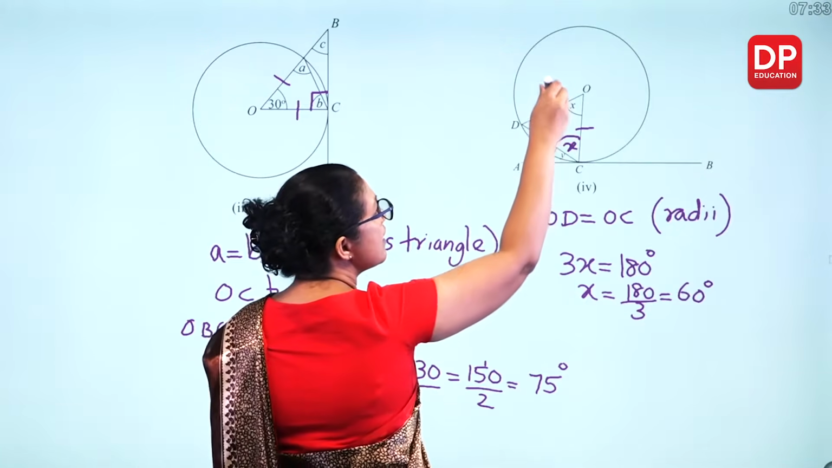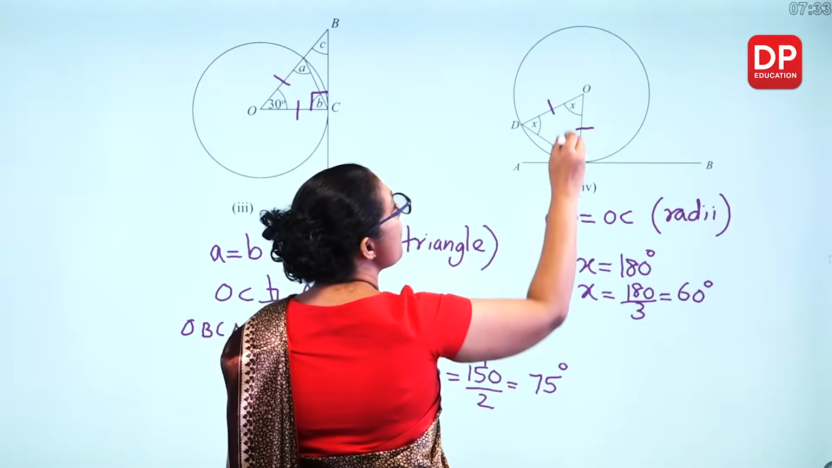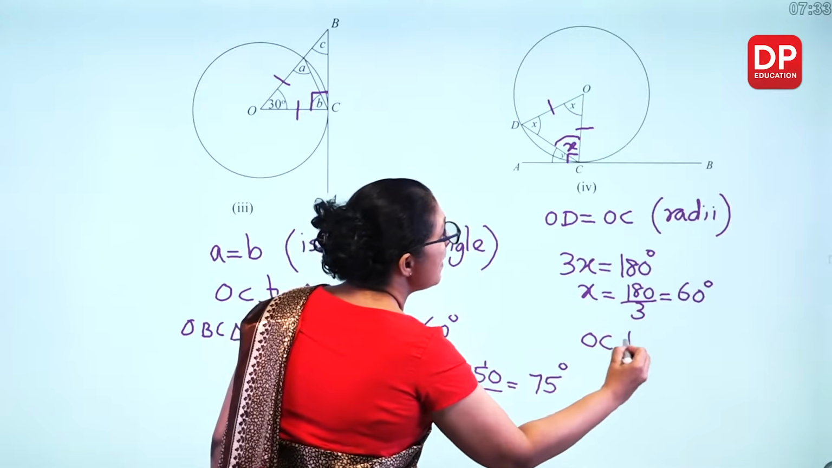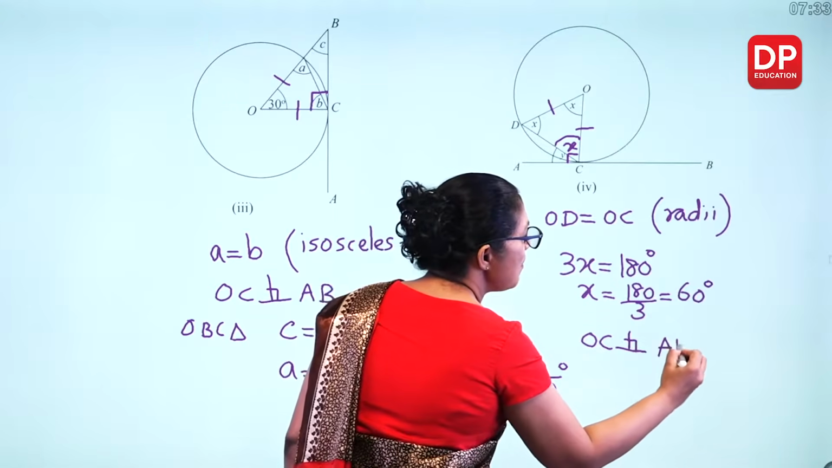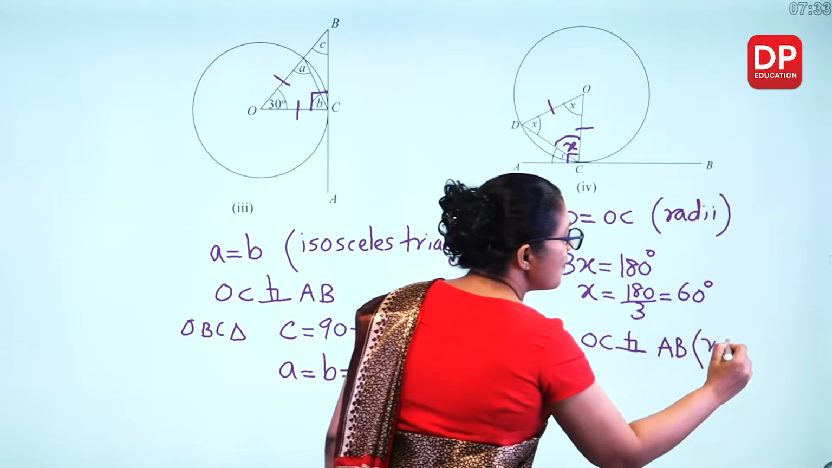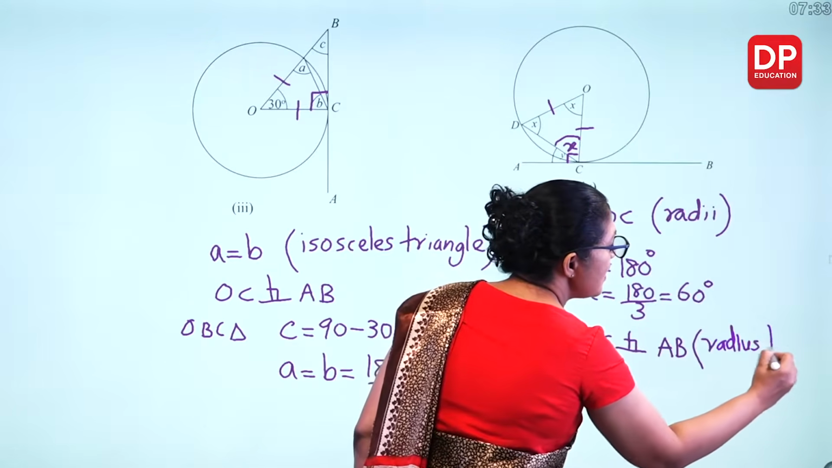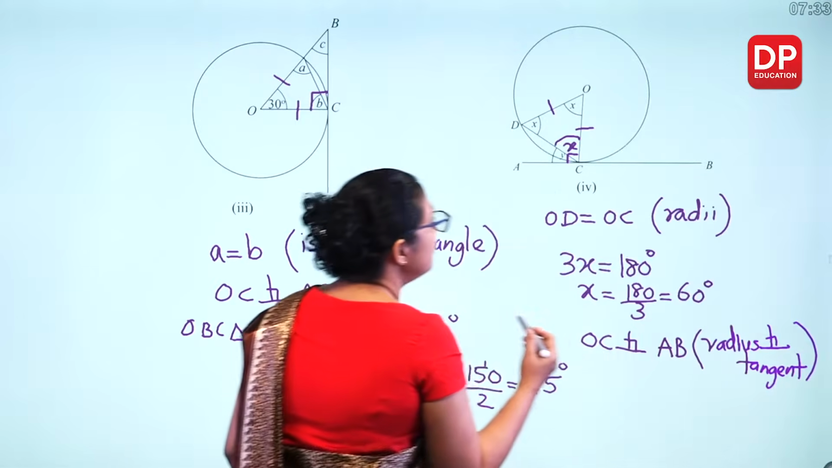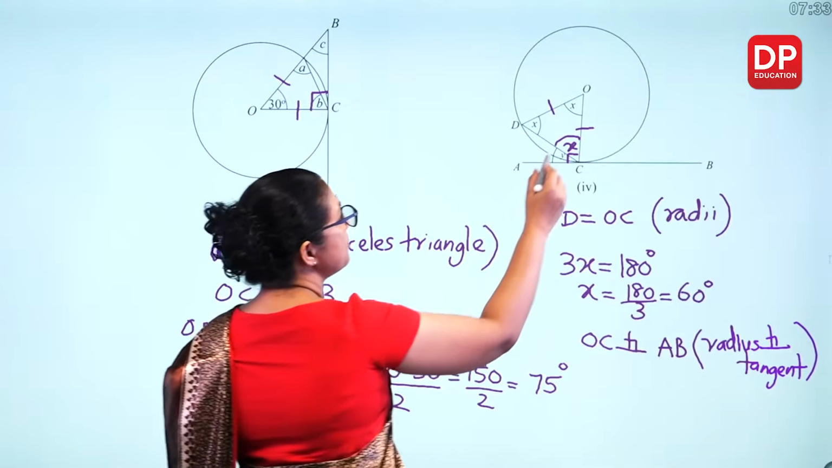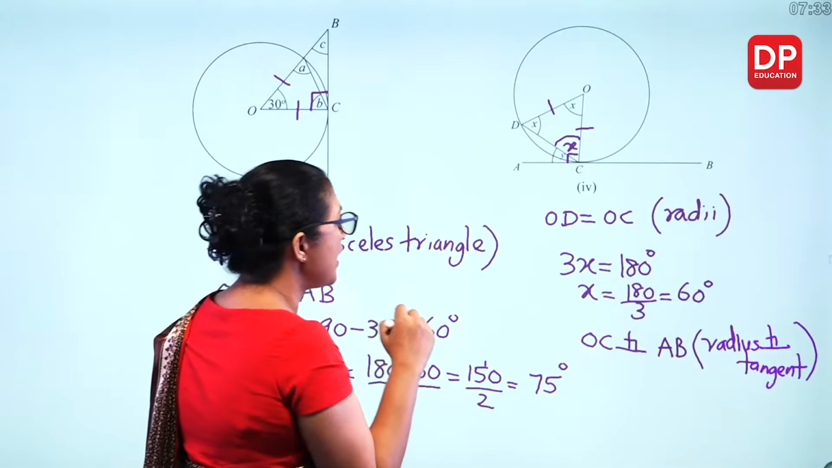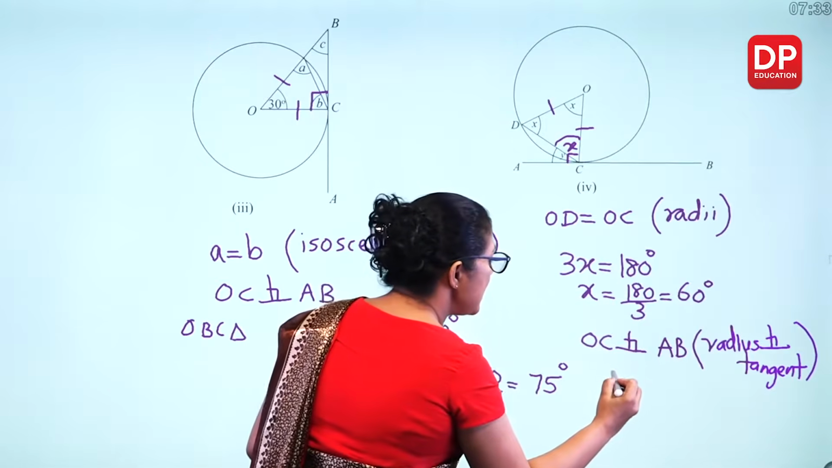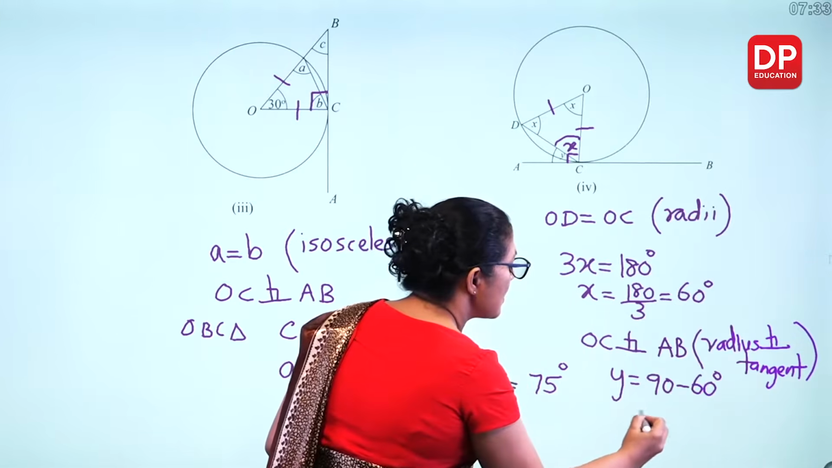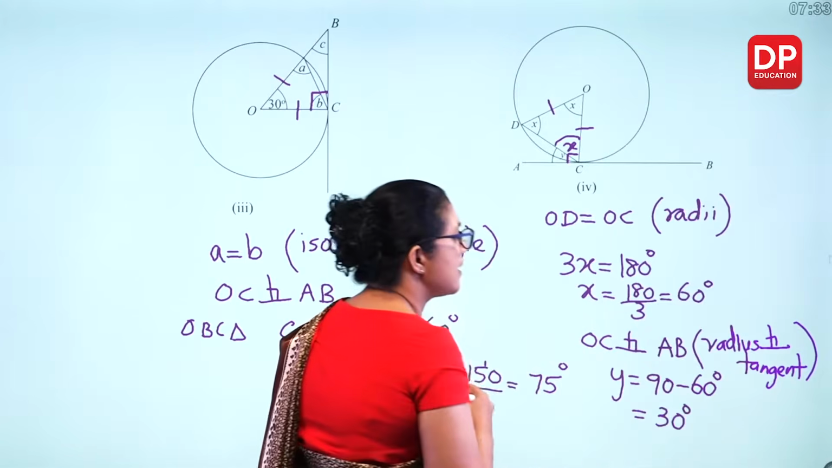Now what's the other information we know? We know this is 90 degrees. OC is perpendicular to the AB line because of the theorem. Radius is perpendicular to the tangent. Then how can we find out y? x plus y is 90. So y equals 90 minus 60. y is 30 degrees.